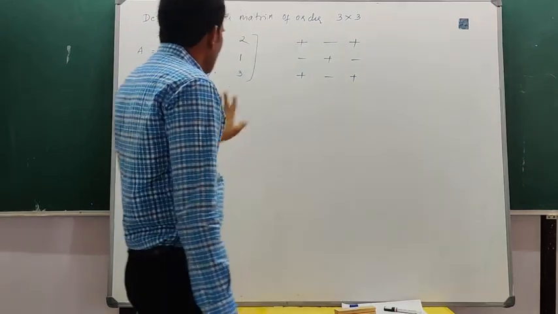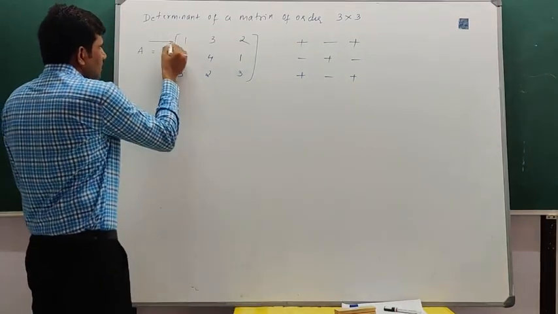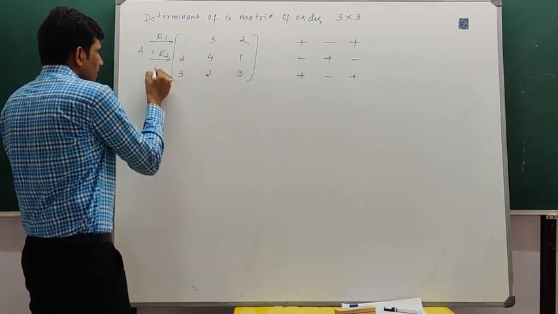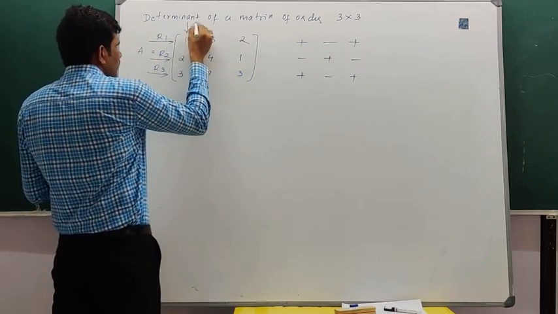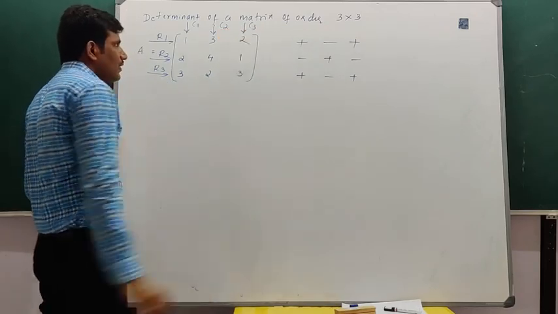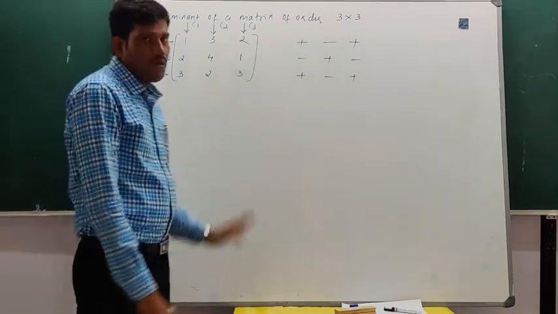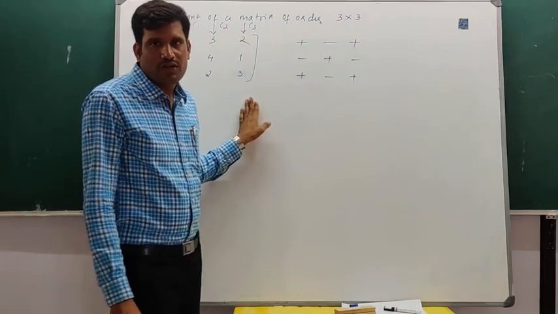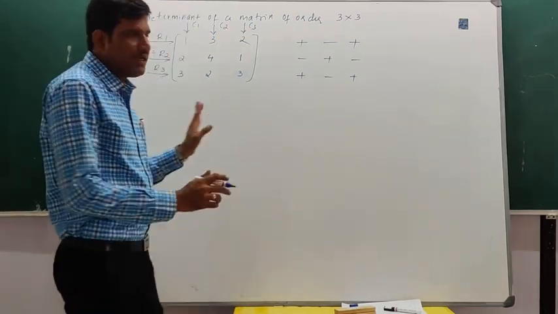Right. So in a 3 cross 3 matrix, we can see that there are 3 rows, that is R1, R2, R3, and then C1, C2, C3, right? So there are 3 rows and 3 columns. You should note that. In the expansion of a matrix of order 3 cross 3, we have totally 6 options.